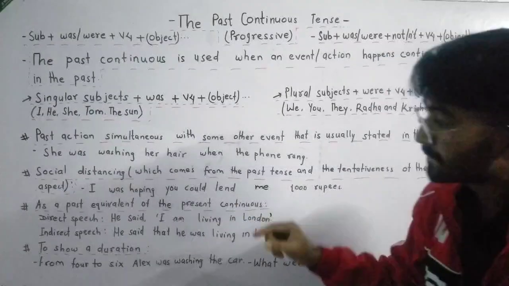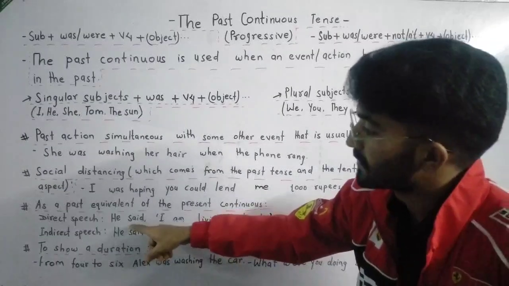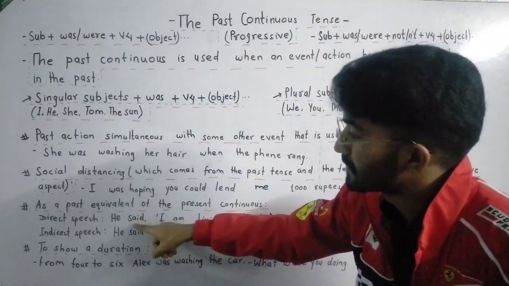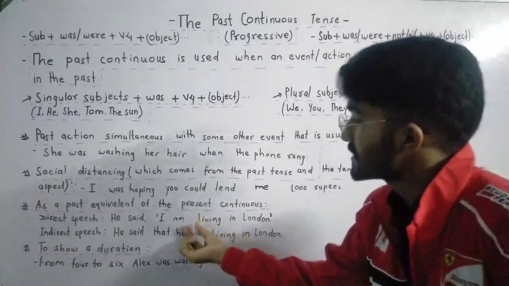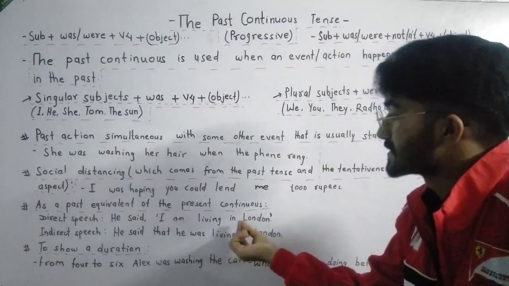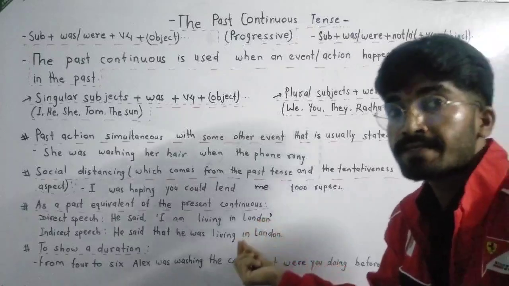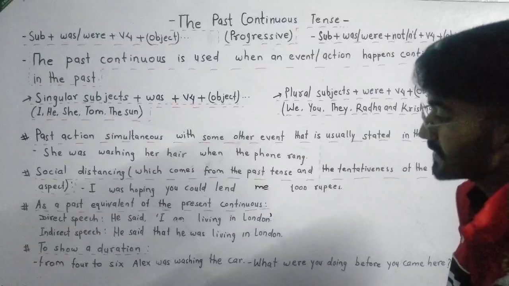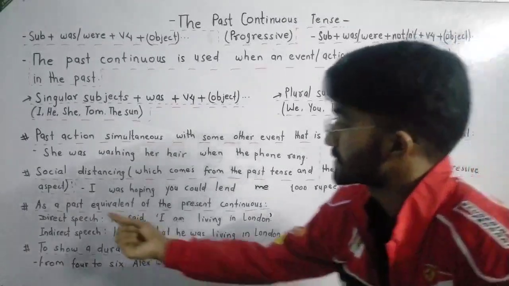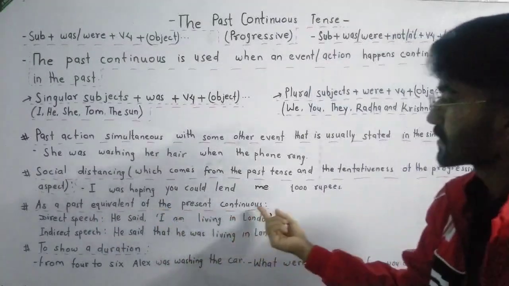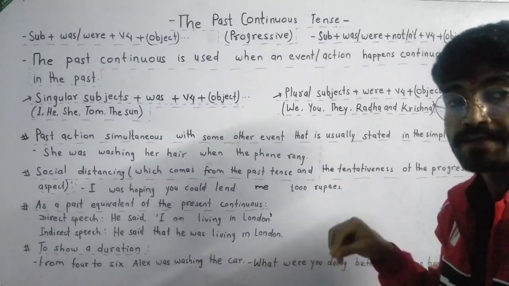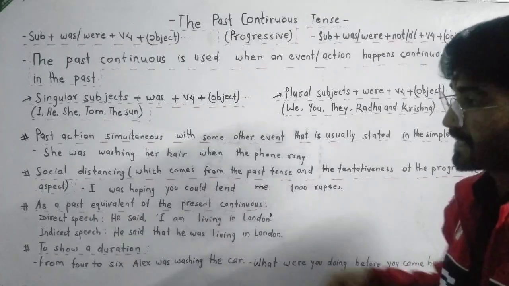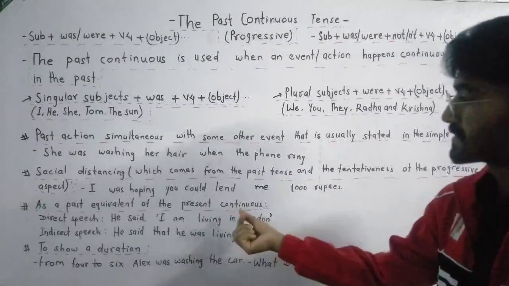You can see here, if the verb is in the past, and there is a present continuous sentence, it should be changed into the past continuous with the same meaning, this way. That's why we say it is a past equivalent of the present continuous. With the same meaning of the present continuous, we change into the past continuous.